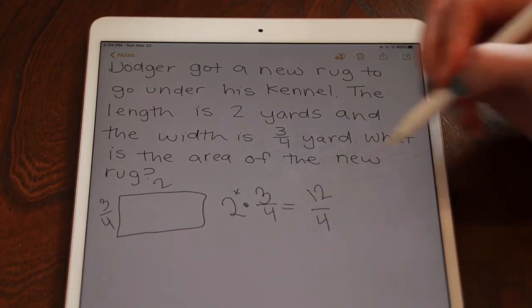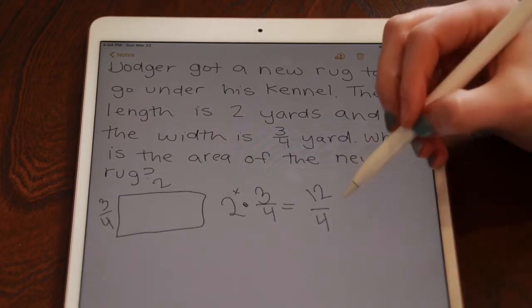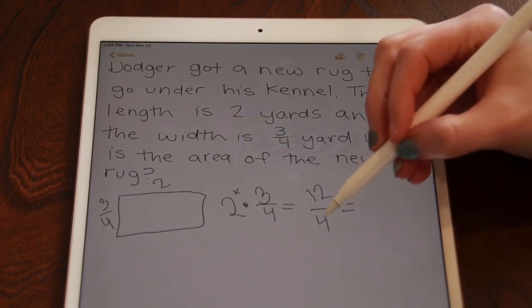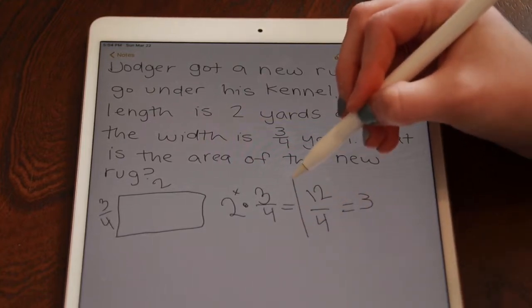6, you are correct. Can I leave it in an improper fraction? Everyone say no! Yeah, it can't stay, so we need to change it. How many times does 4 fit into 6? Well, I can count on my fingers. 4, 8. It goes in evenly. It's just 3, and that's okay.